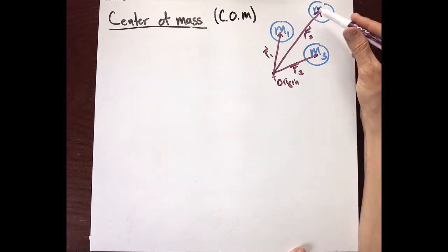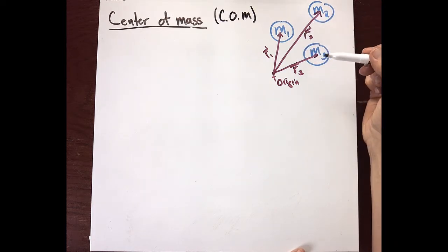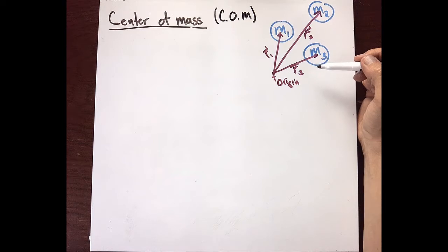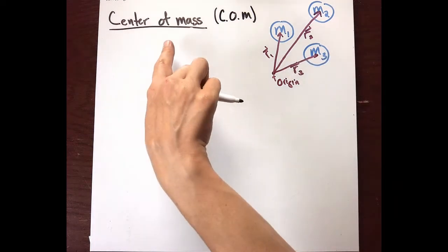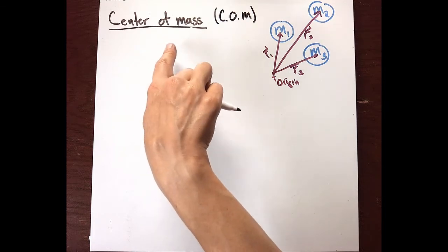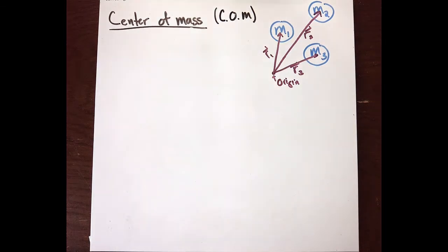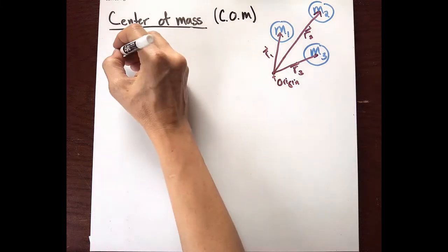Okay, so if I'm thinking of these three blue masses as one single system, I need to know where is that system? Where is it located? And that's what the center of mass is. It's the location of where the system is, the position of the system, in other words. And how do we calculate it?